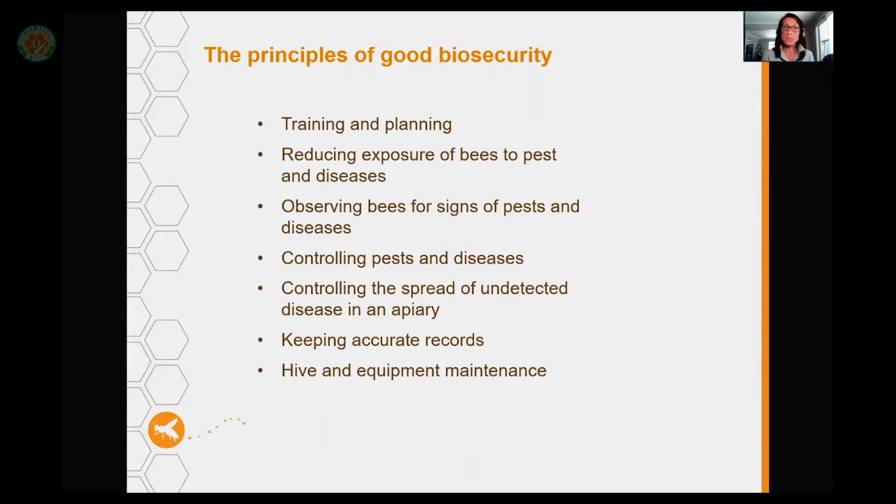Now, you can see the principles on your slide right now, but in context of beekeeping, biosecurity can be defined as a set of preventative measures designed to reduce the risk of introduction and spread of pests and diseases in bees. And the principles of good beekeeping biosecurity describe the actions a beekeeper should take to minimize the impact of pests and diseases on their bees and the bees of other beekeepers.